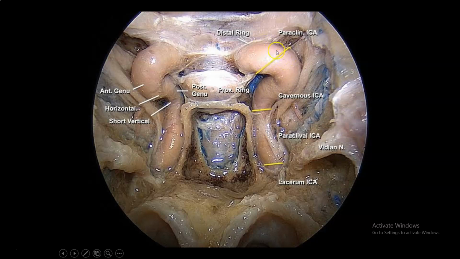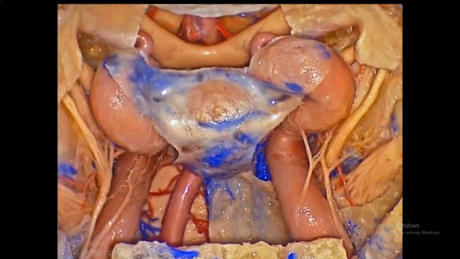lateral loop, anterior loop, convex anteriorly, and medial to the opticocarotid recess is the below proximal ring, above distal ring, and this is the clinoidal carotid. Again, this is the paraclival carotid. This is the medial loop convex posteriorly. This is the horizontal segment in the cavernous sinus. All this is lateral to the sella turcica, and then passes medial to the opticocarotid recess.